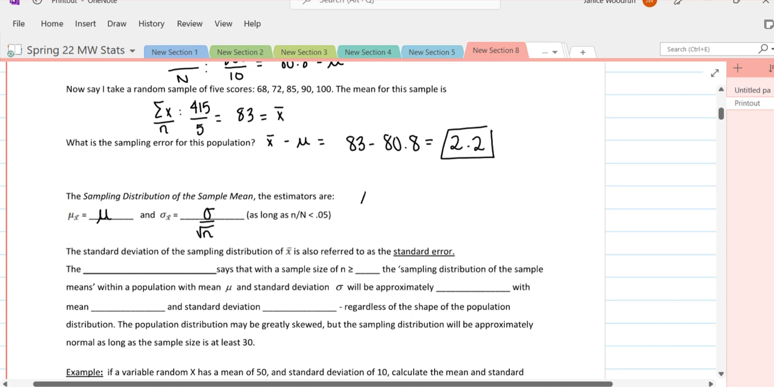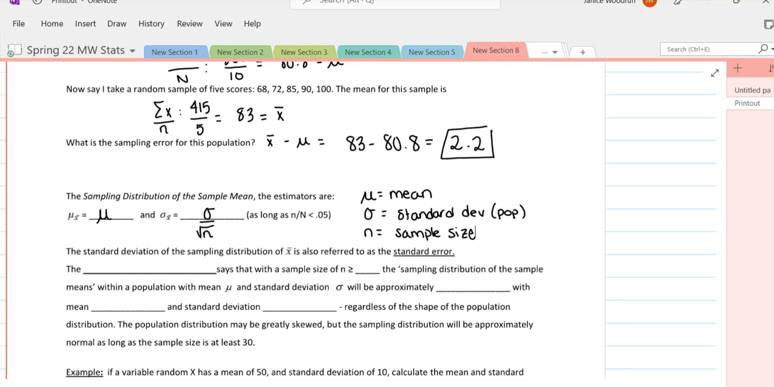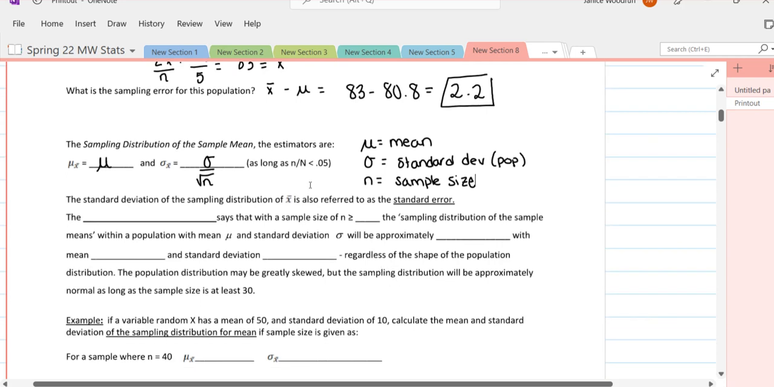Okay, so remember, mu is mean. Sigma, lowercase sigma, that's standard deviation of a population. And then n is sample size. Okay, now the standard deviation of the sampling distribution of x bar is also referred to as the standard error.